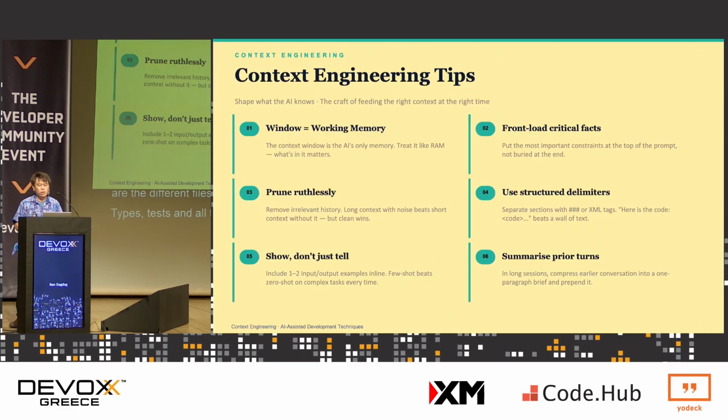So, some context engineering tips. Your window, which is your working memory, which is your context, treat it kind of like RAM. Identify what's in it that matters. So what do you attach? What are the different things that you can incorporate within the code base? And of course, show, don't tell. Don't just tell. That's another one. You have your input and output examples as part of that skills markdown.